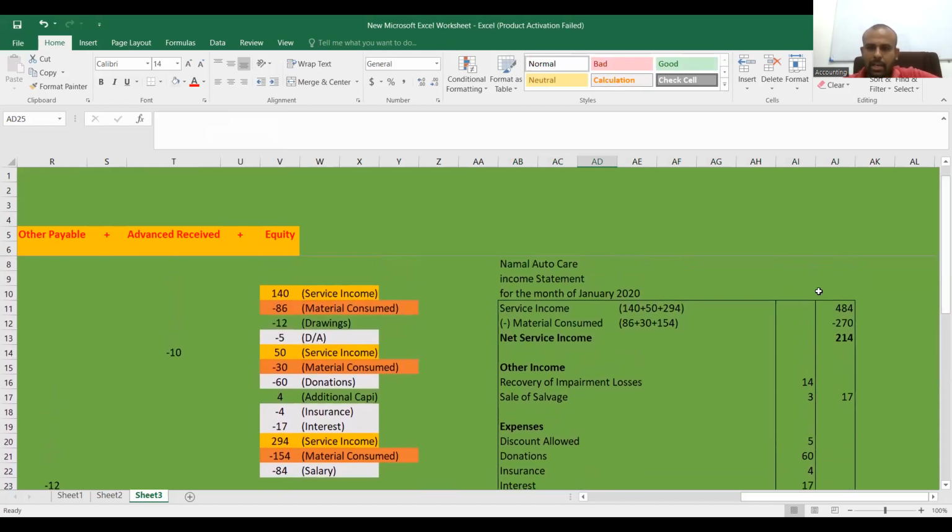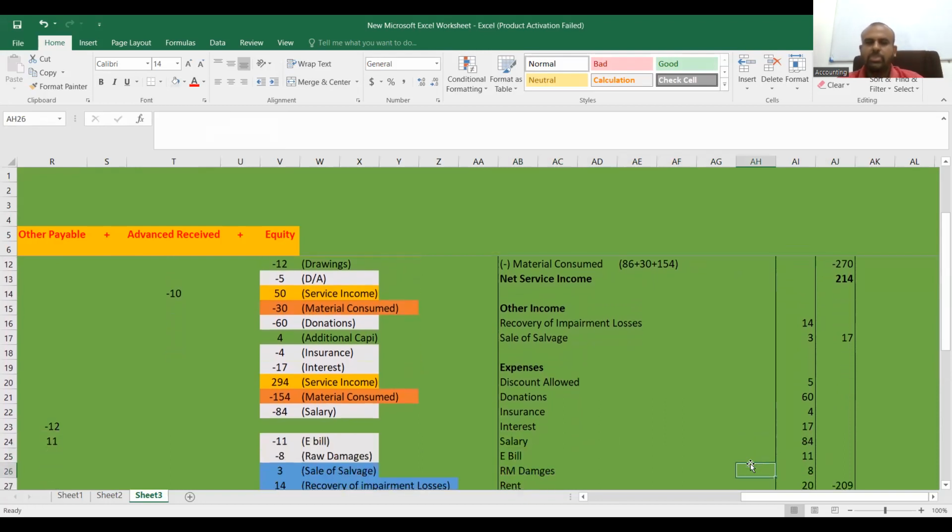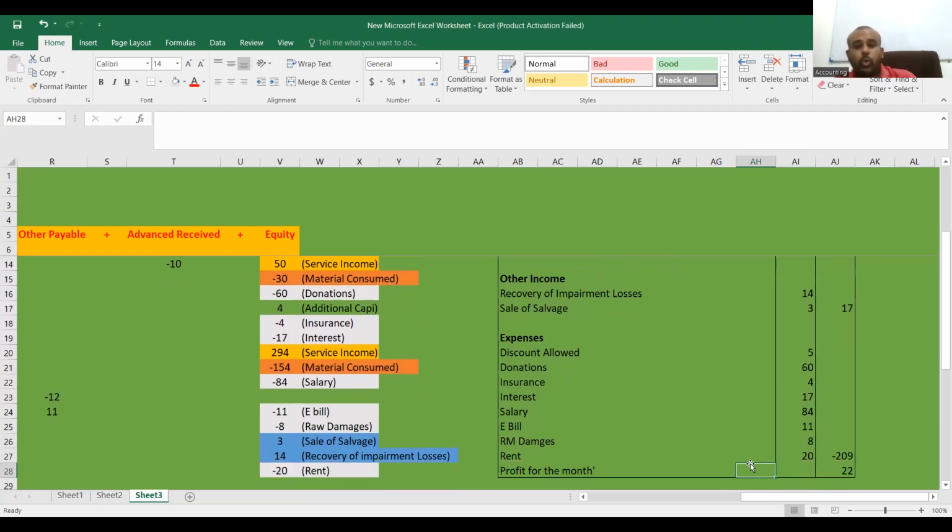We have prepared the income statement of Namal's business for the month of January 2020. Service income they have given 484. The raw material consumption 270. So then you get the net service income of 214. And other income you generated 14,000 and 3,000, altogether 17,000. Expenses: discount allowed 5,000, donation 60, insurance 4,000, interest expense 17, salary 84, electricity bill 11, raw material damages 8,000, and the rent 20,000. All with the total expenses 209,000, and the profit for the month will be 22,000.